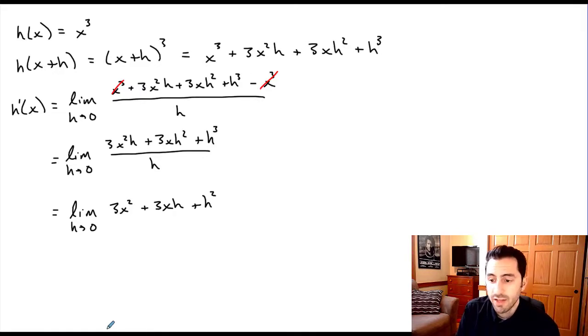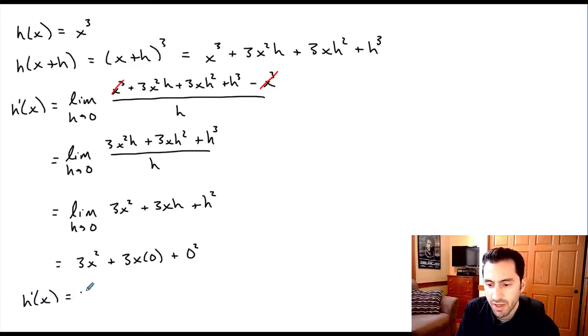And just like on the last one, now that we're fully simplified, we can evaluate this limit by plugging in 0 for h. So what we're going to end up with, there's no h in this first term. We have 3x times 0, and then we have 0 squared. So all in all, our derivative, we end up with h prime of x is equal to 3x squared.